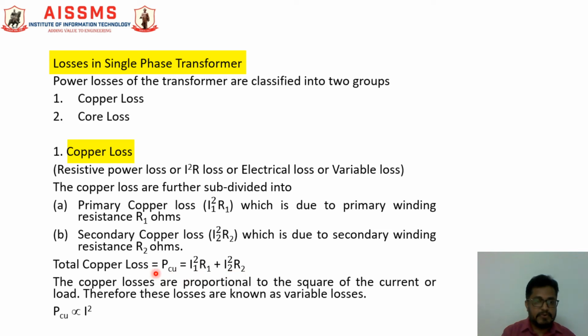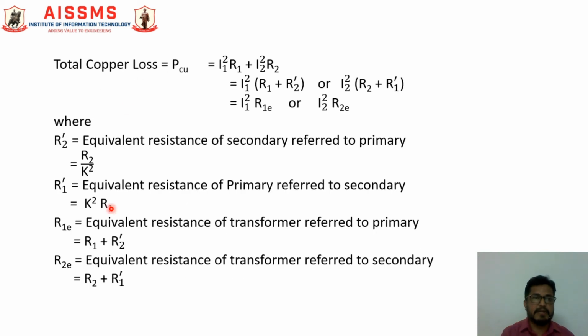Now PCU is nothing but the notation of the copper losses. The copper losses are proportional to the square of the current or load. Therefore, these losses are known as variable losses because current is variable and resistances are of fixed values, and therefore PCU is directly proportional to square of transformer current.